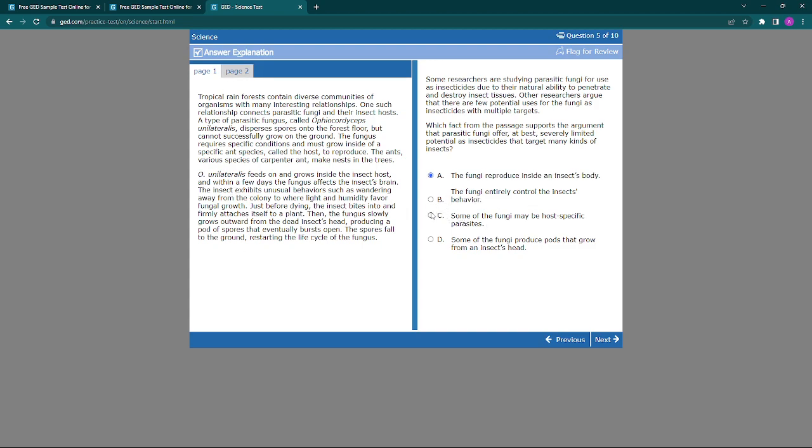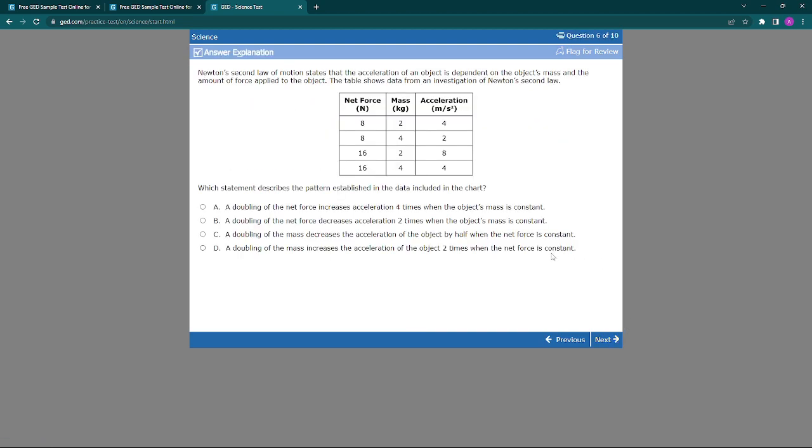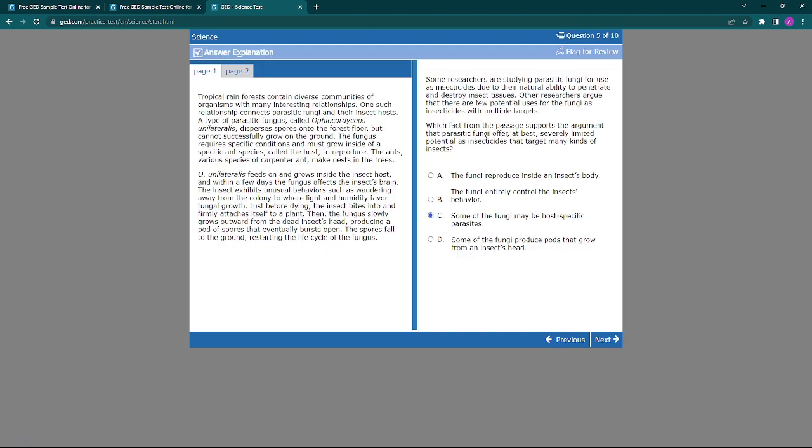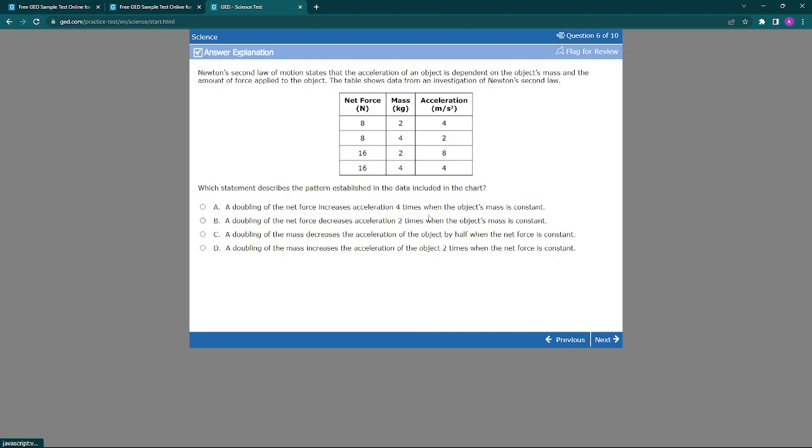So that's host-specific parasites. Some of the fungi produce pods, so that doesn't matter. That's just a part of it. So, to answer it, it has limited potential as an insecticide that targets many kinds of insects because it has to be the ant. Sorry, that's just to really drive that home, what they were asking and what the answer is. So hopefully that's good.